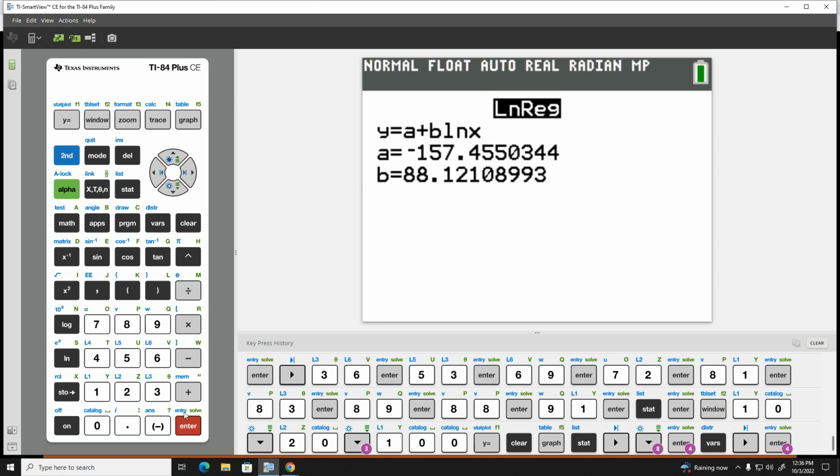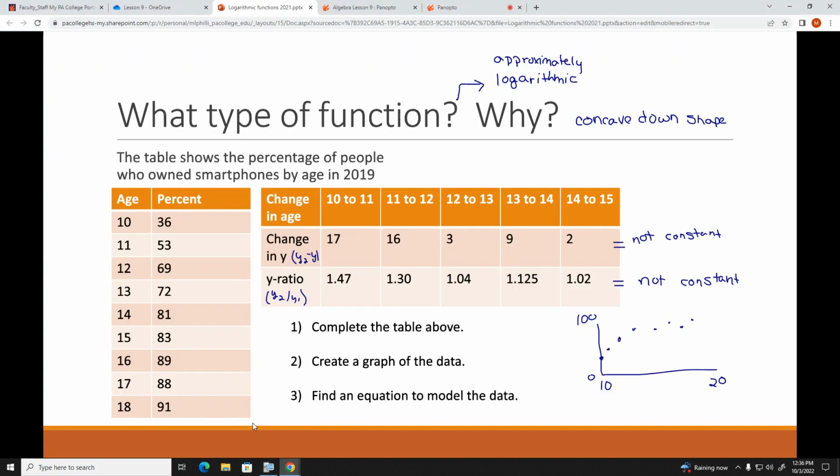This equation is rather complicated, a little different than we've seen with the others, but we see they give us a number to fill in for A, a number to fill in for B, and then we have the natural log of X as part of our formula. On our PowerPoint, I find the equation, and our equation is y is equal to negative 157.455 plus 88.12 natural log X. And so we can see how that fits.